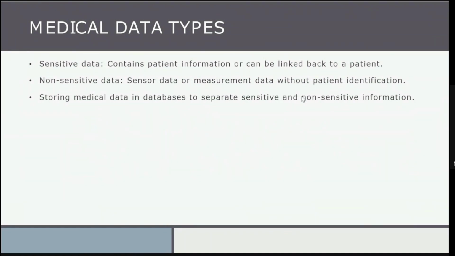Let's quickly finish it off. Sensitive data. What is sensitive data? It contains patient information or can be linked back to the patient. So it's always very sensitive data, which is crucial, which cannot be sold out. It has to be highly secretive. It can have repercussions. Whereas non-sensitive data is data without patient identification, general things, like population data. So who is the patient there? You may not get it. The macro data sometimes. So storing medical data in databases, you have to segregate it. You have to have two compartments: sensitive and non-sensitive information.